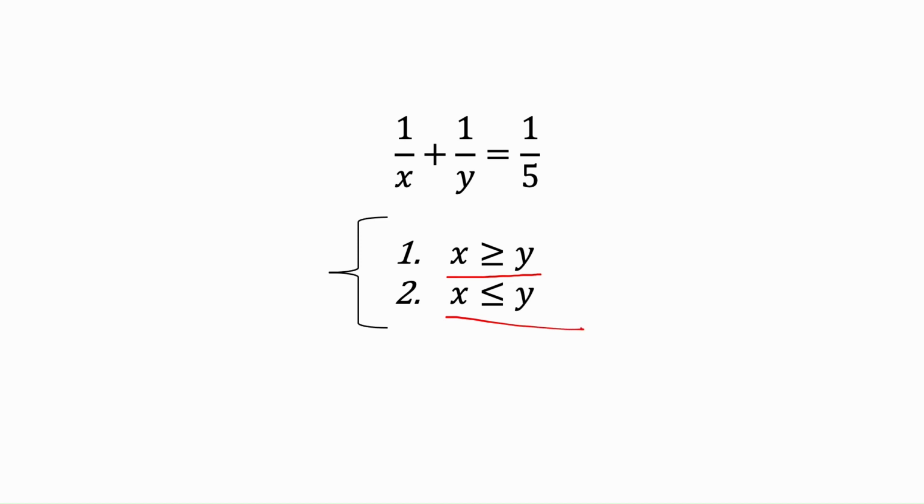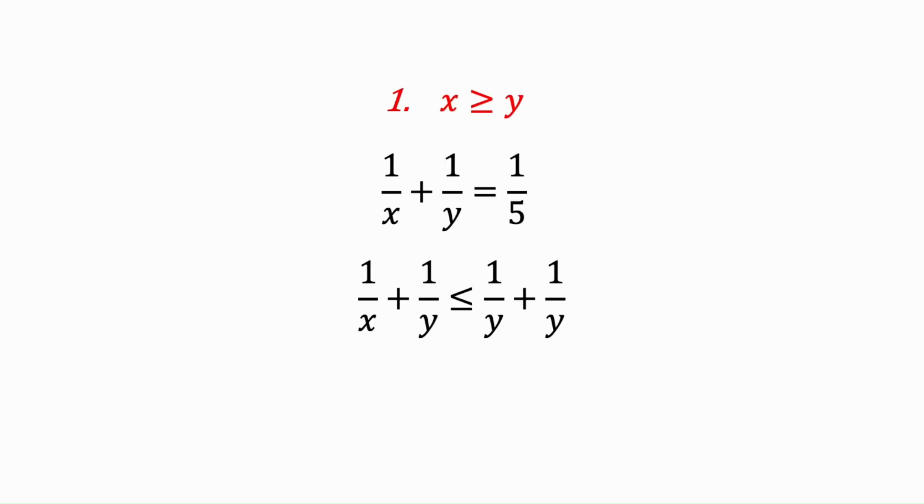Since this equation is symmetric for x and y, if we solve one of these assumptions, we will have the answer for the other one too, because as you see, we can exchange x and y with each other. It doesn't matter.